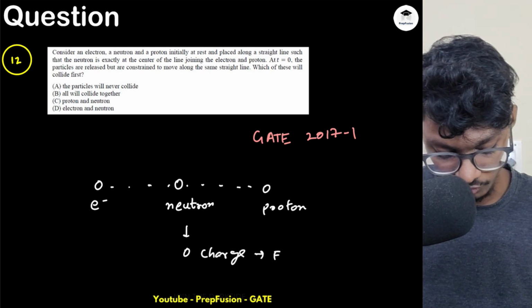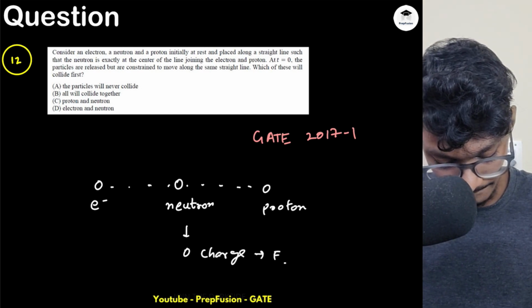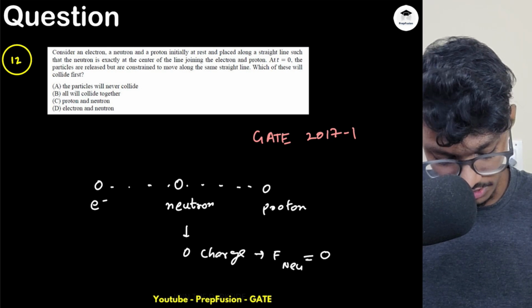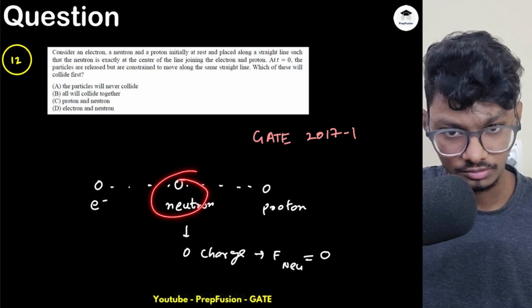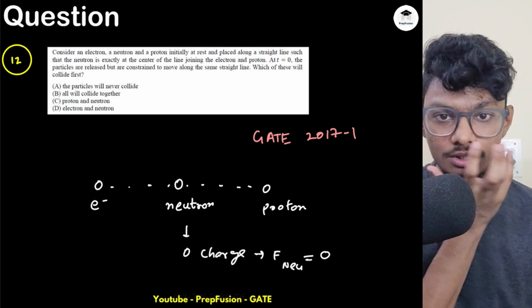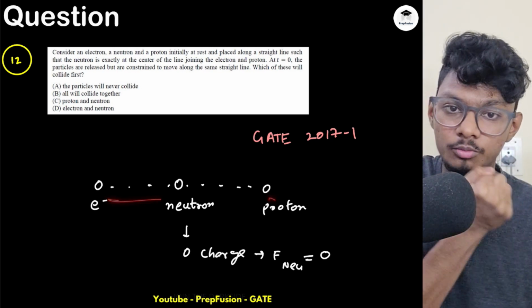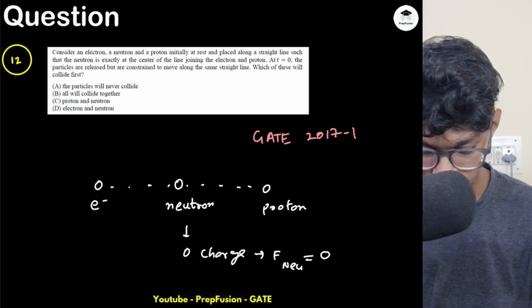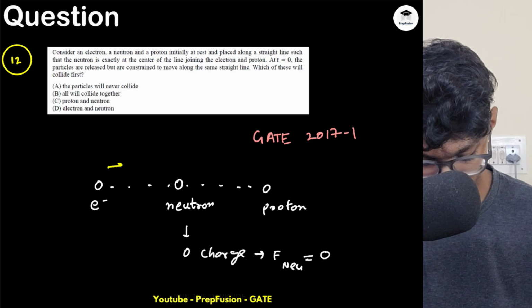So this doesn't have any force. F neutron is 0, so this will not move. Only electron and proton will move. So the force acting on both electron and proton will be the same, but in opposite direction. So it will have some force F.